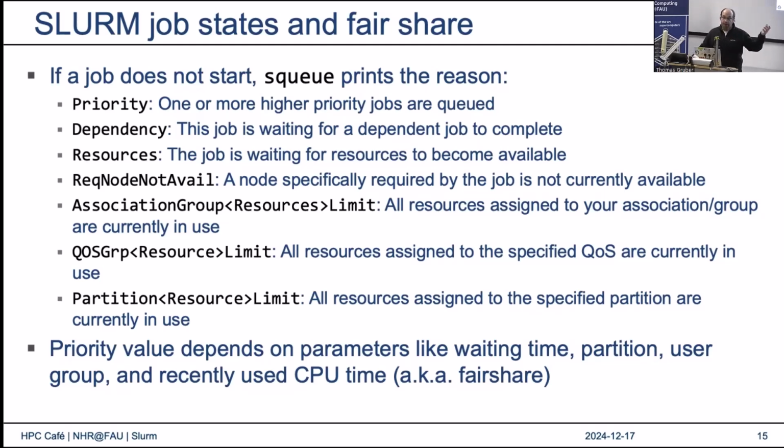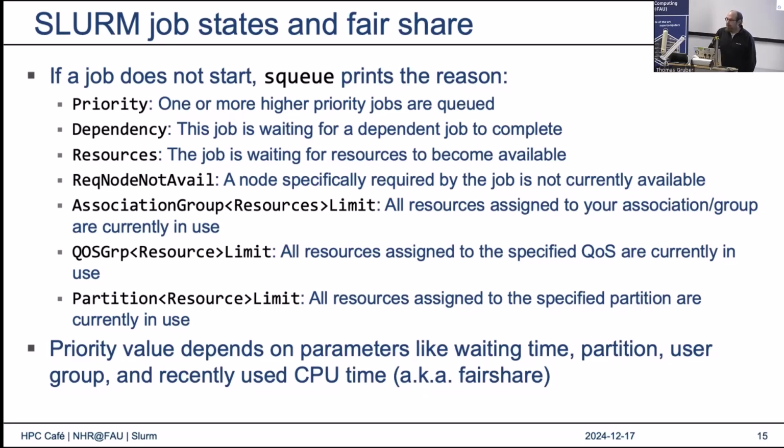So this job has to wait until the other one has finished. For example, then of course it will not be scheduled, and the reason will be, yeah, I have to wait. Resources, if some resources are simply not available that you need in your job, not enough nodes free and stuff like that. Requested node not available is somewhat special because it means that Slurm scheduled the job for a specific node and then it got unresponsive. So it's at the moment not available.